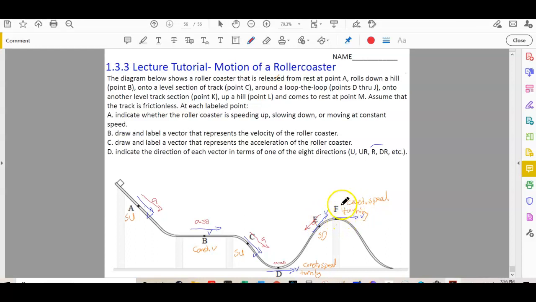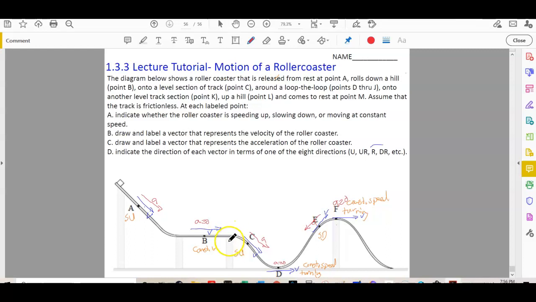At F, I'm going to have a constant speed. That means I'm going to have no acceleration vector that's parallel to my velocity vector. All right. Now let's talk about our turning vectors, which are our perpendicular vectors to our velocity vectors. Well, A is going in a straight line. B is also a straight line.